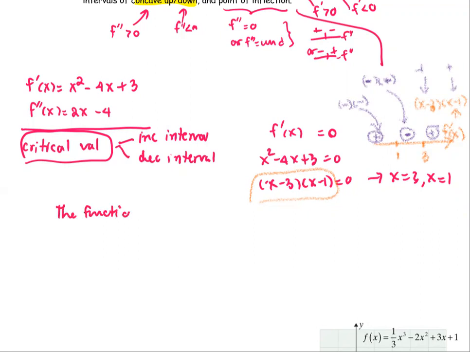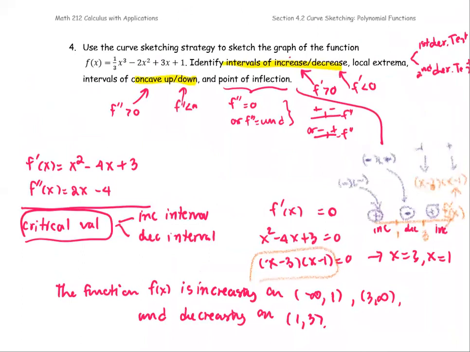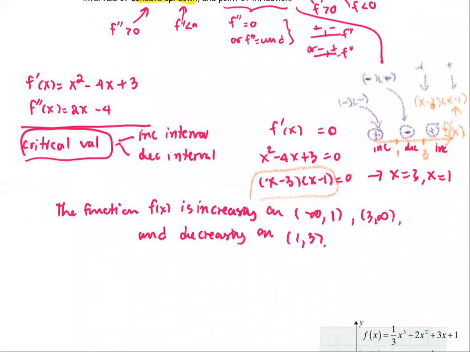So the function f of x is increasing on the interval negative infinity to 1 and 3 to infinity, and decreasing on the interval 1 to 3, because negative sign means decreasing, positive sign means increasing. So we get the intervals of increase and decrease. Next, we're gonna identify the local max and local min based on the diagram that we just obtained.